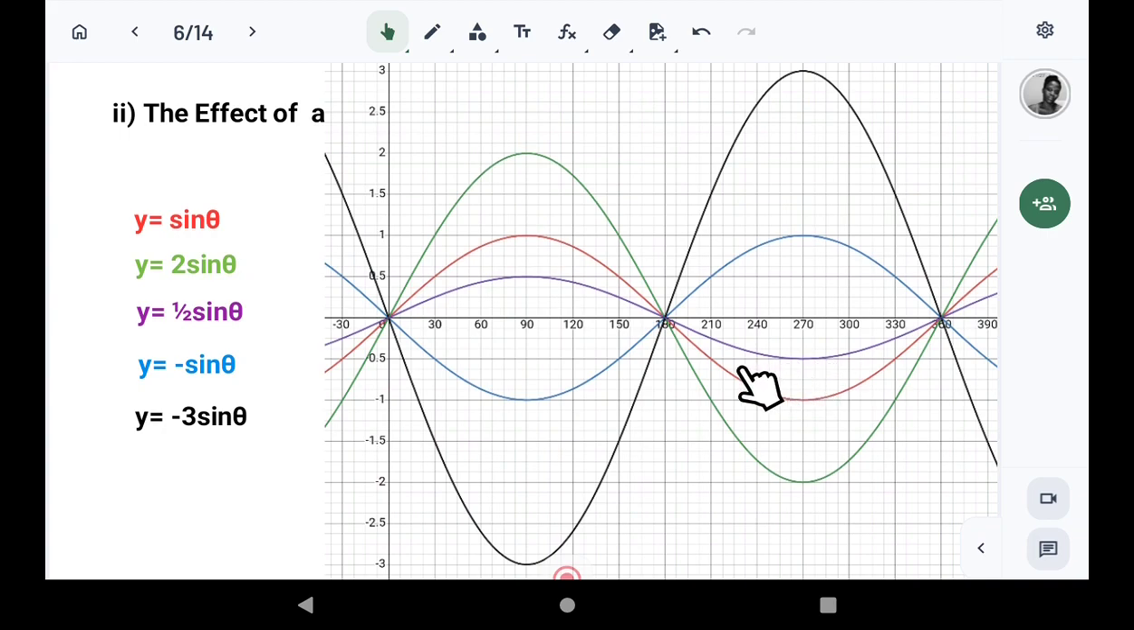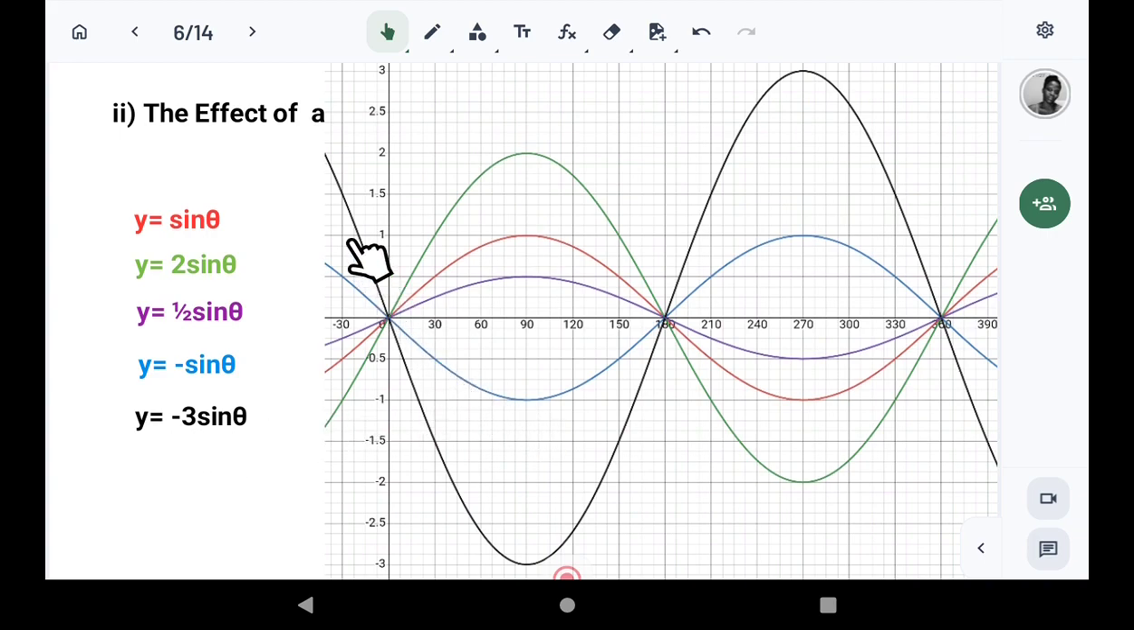Minimum is negative a half. What happens when your A is -1? Good question. You get the blue graph, and basically your original red graph is just flipped upside down along the x-axis. So instead of a peak here, you get a minimum turning point at -1. It starts this way, and then you get your maximum turning point at 270.